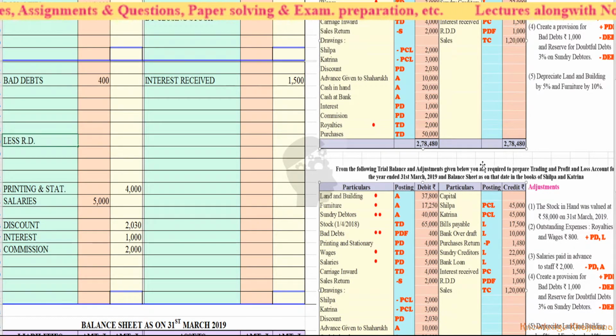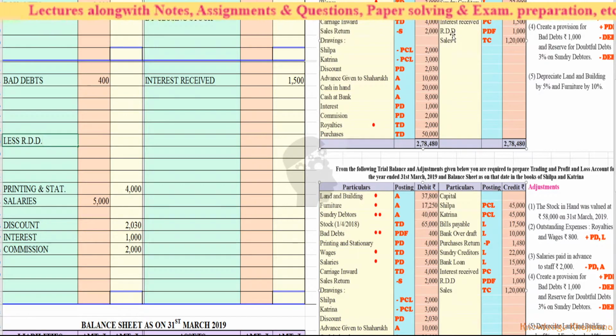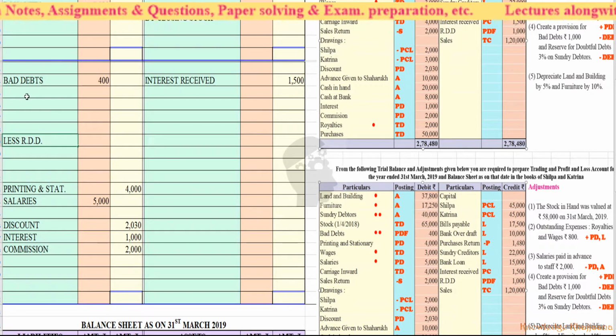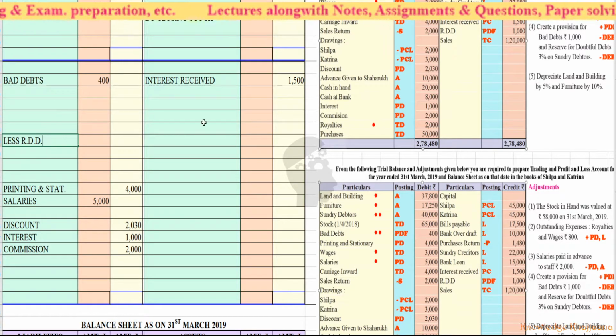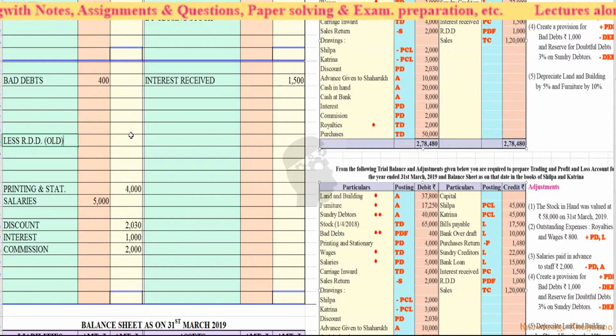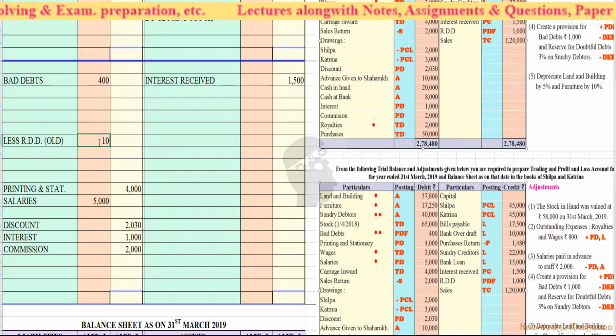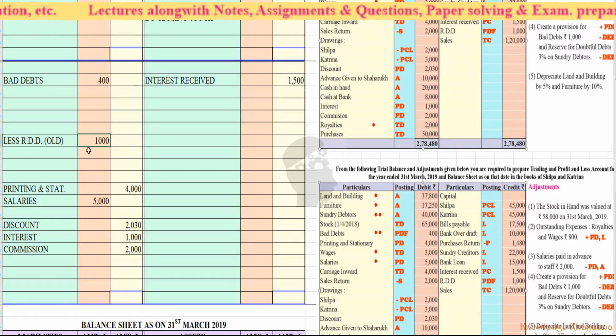Less RDD, which is old RDD, which is given in the trial balance. Always remember, this RDD which is given in the trial balance is called old RDD, which must be deducted from the other items of the bad debts. Less old RDD. We write old RDD, which is rupees 1,000.